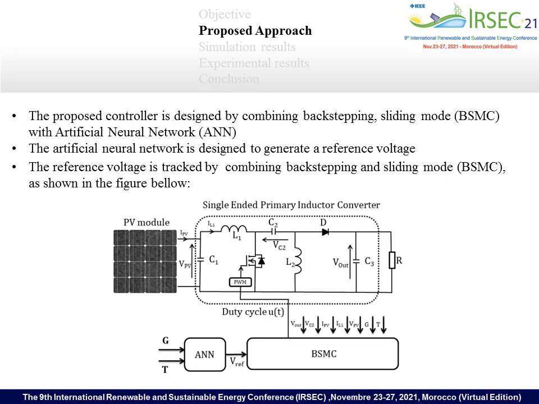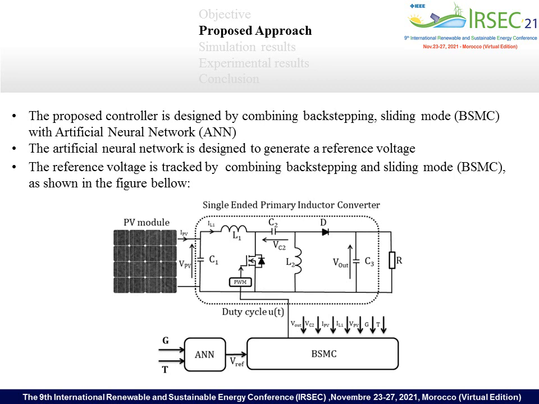The proposed controller consists of a combination between artificial neural network and backstepping sliding mode controller. Unlike the previous works, which adopt single diode in the photovoltaic modeling and the traditional boost converter, the present work adopts double diode model for an accurate modeling, and in order to have a fast and stable tracking, the single-ended primary inductor converter has been employed.